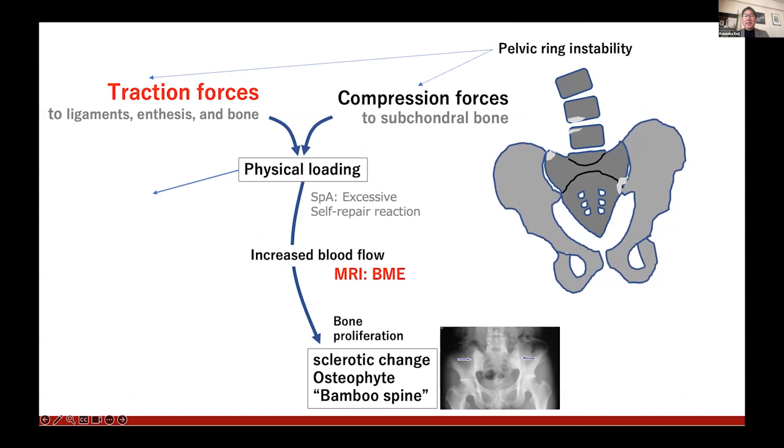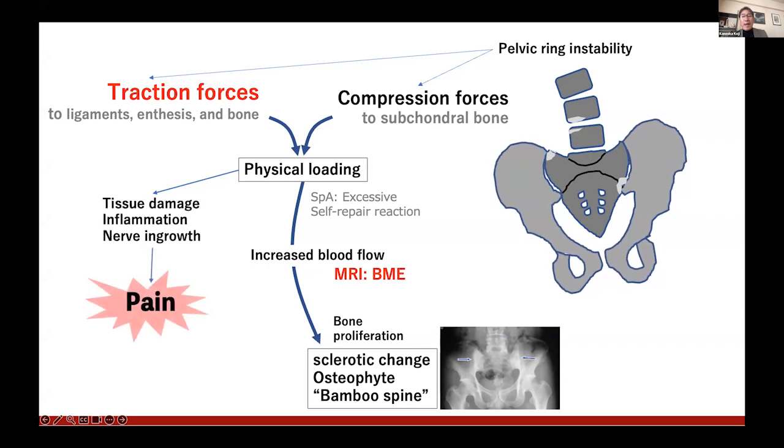We believe that the excessive physical loading in athletes and excessive reaction in spondyloarthritis cause increased blood flow in the bone marrow, resulting in bone marrow edema. And in spondyloarthritis, the SIJ is fused. At the same time, we speculate that traction force loading on the ligament attachment tissue causes neural tissue to increase, resulting in pain.